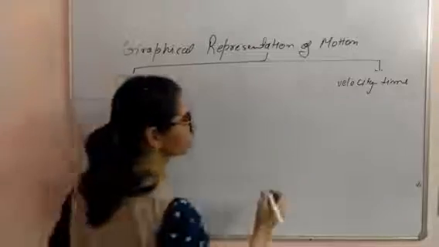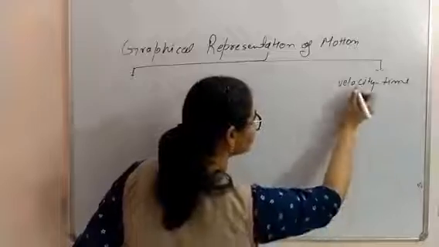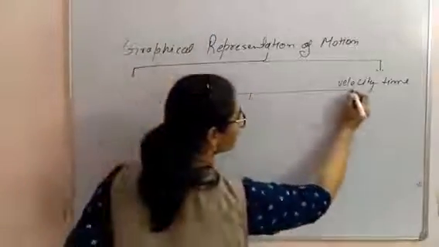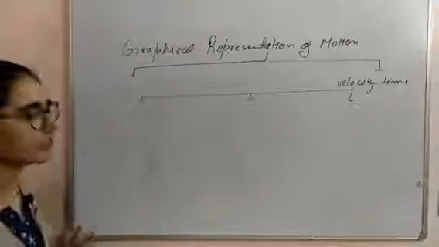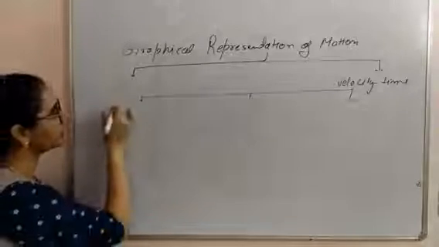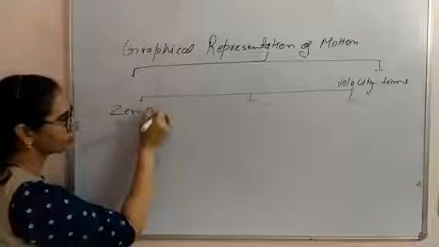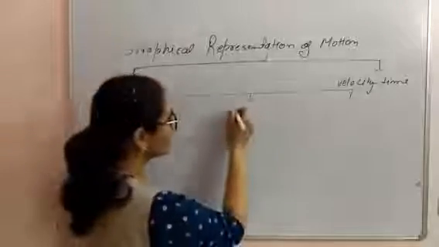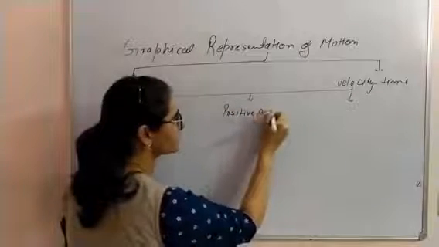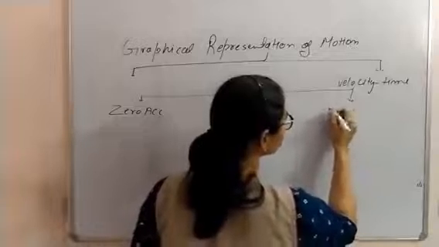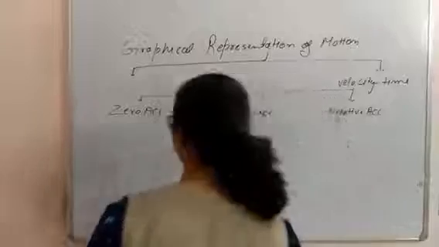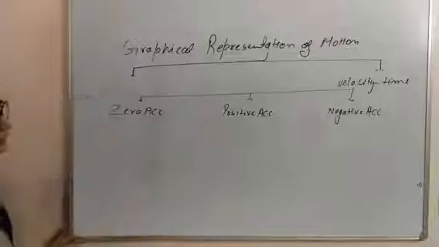When we are talking about velocity time graph, basically we get three types of graph in this one. How many types of graph? We are getting three types of graph in this one. First is the graph in which we have zero acceleration. Second graph in which we have positive acceleration, and third in which we have negative acceleration. So it's a VT graph obviously.